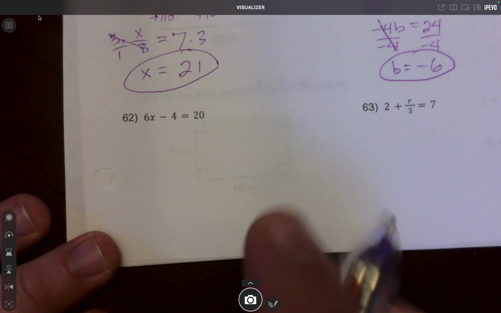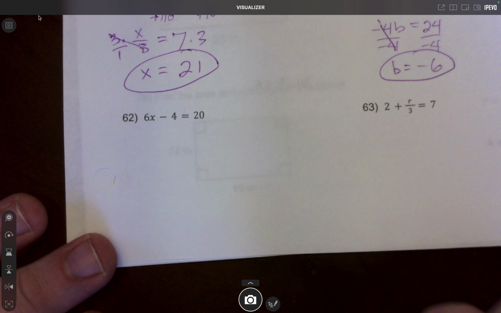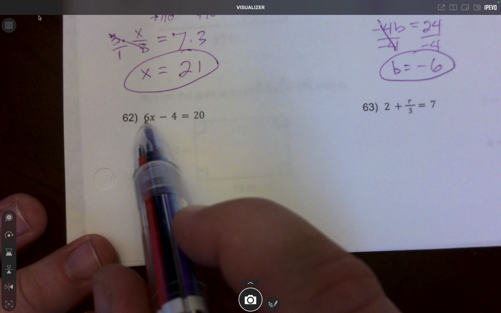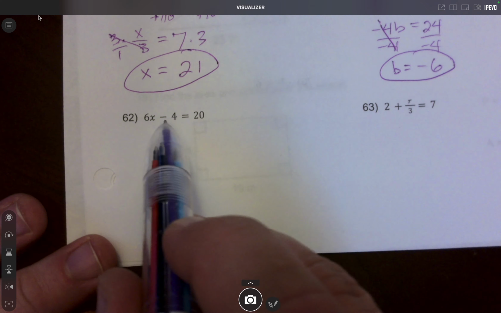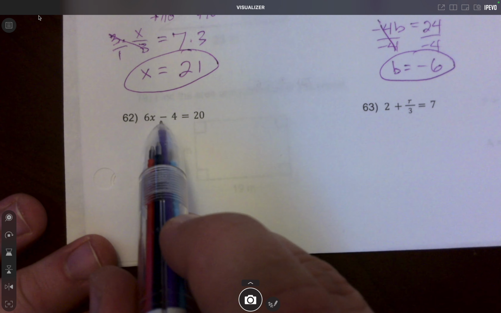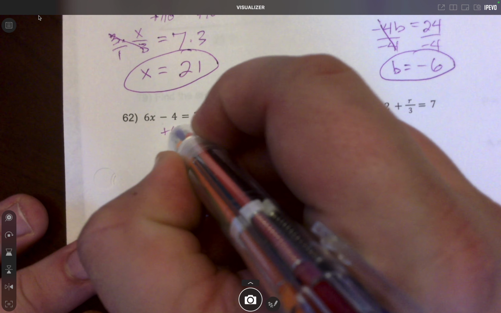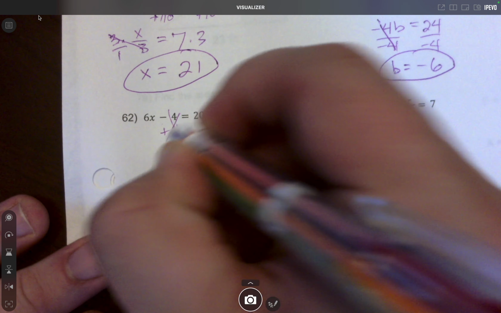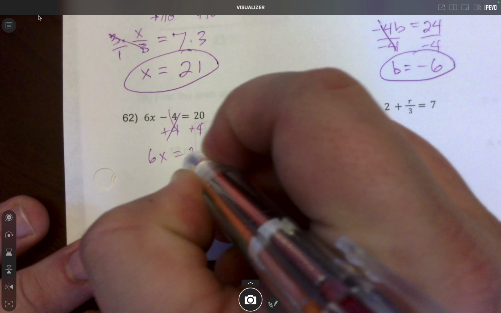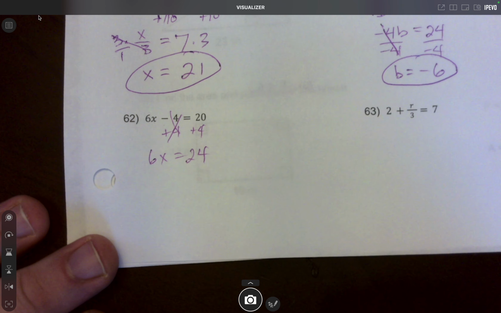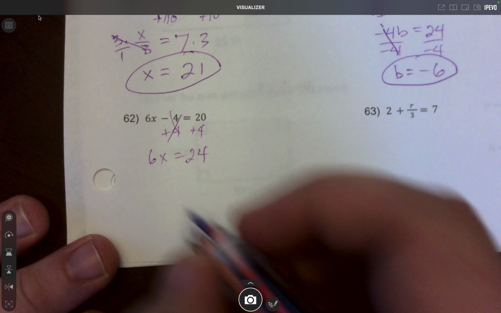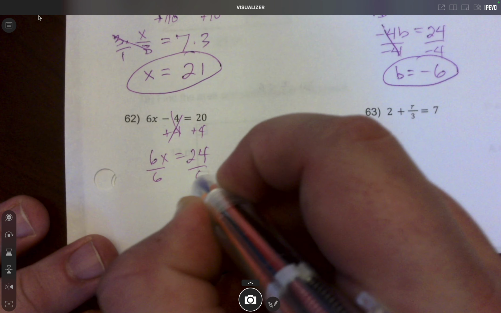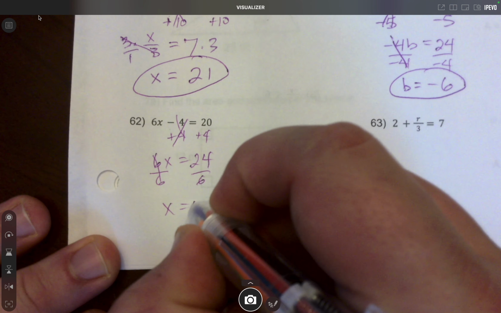Okay, on 62, we have both a 6 and a 4 we need to move over. The 6 is basically touching the x, so it's very close. It's the 4 we need to move. We look at what's in front of the 4, which is a minus sign, so we need to do the opposite and add 4. Now we have 6 times x. We want to do the opposite of that, so we divide by 6, and we get x equals 4.